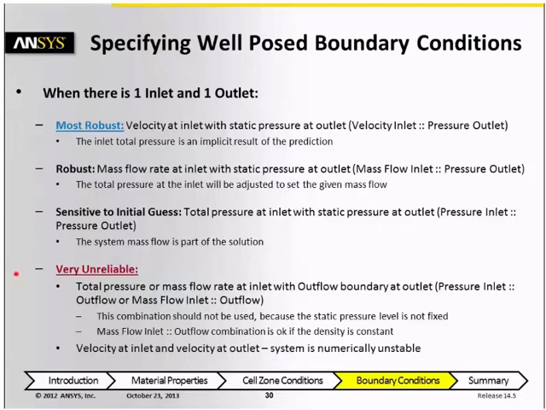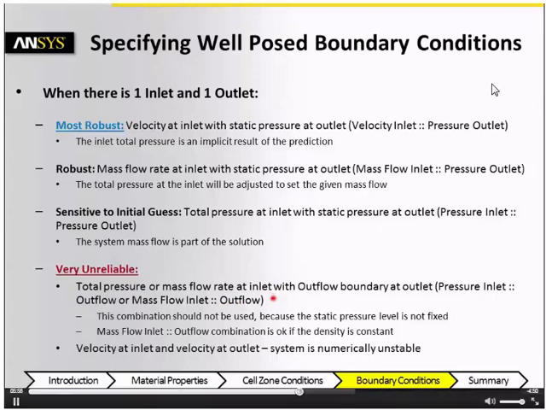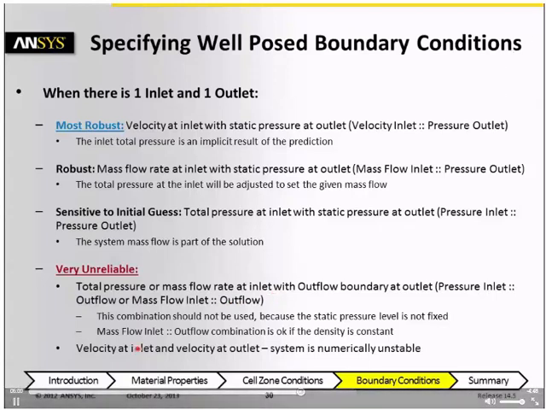At the bottom, the combination of pressure inlet and outflow should never be used because the static pressure level is not fixed. This applies to both incompressible and compressible flows. If you're solving a compressible flow, the combination of mass flow inlet and outflow should not be used because outflow is not compatible with compressible flow boundaries, but this combination is okay if you're using a constant density fluid.